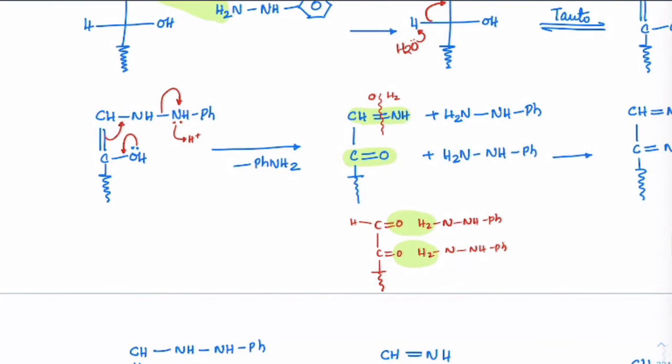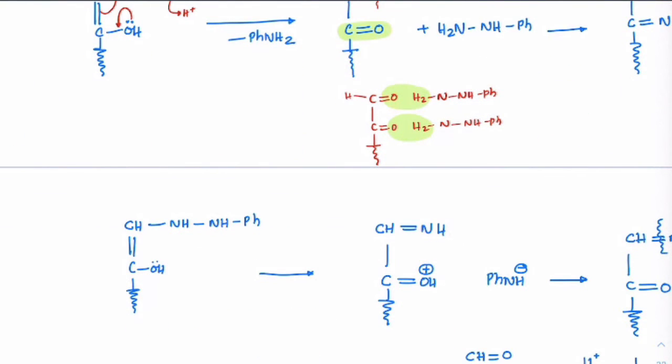The question that could be asked is, sir, why is osazone not forming below the first two carbons? Because below that also we can have this formation, right?